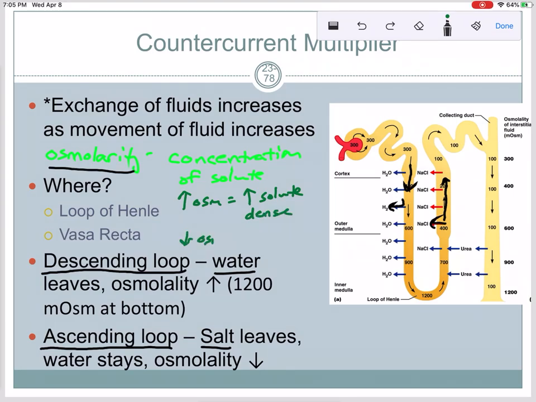Versus a low osmolarity solution has low amounts of solutes. In the example of Kool-Aid, if you don't have a lot of sugar in the Kool-Aid, you have more water, it tends to be more watery.